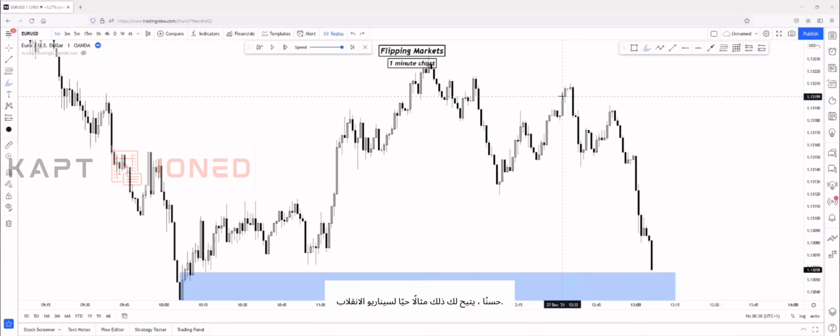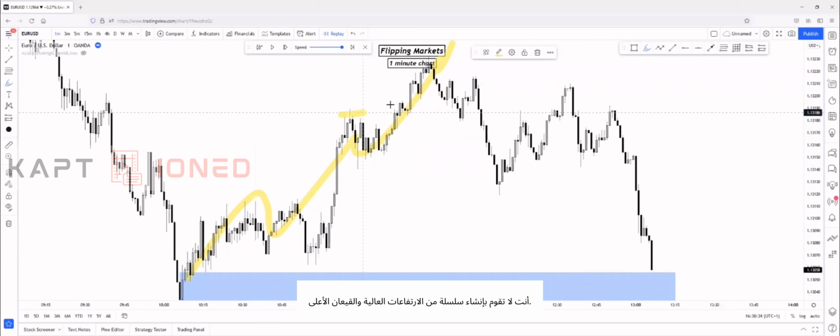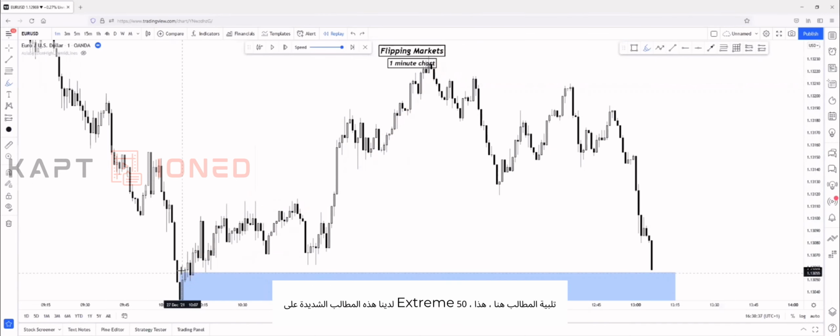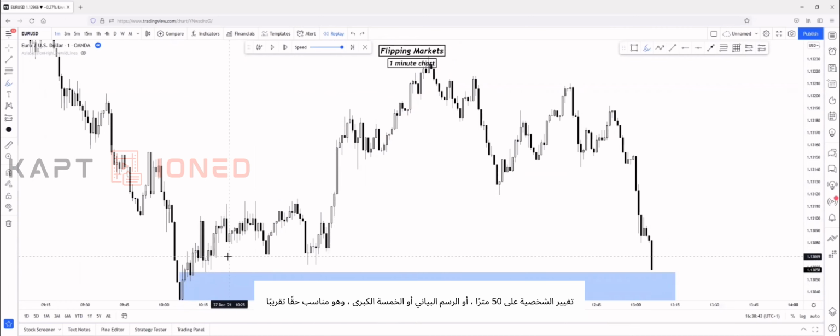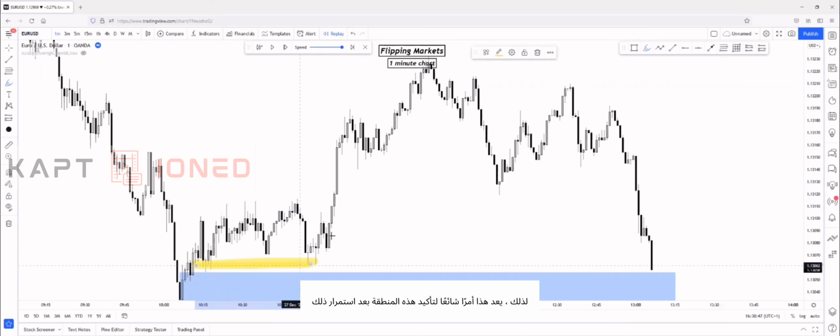Okay, so let's see a live example for the flip scenario. As you can see in this region, price is moving in an uptrend, creating a series of higher highs and higher lows. We have this extreme 15-minute demand zone right here that changed character on the 5-minute chart, and it created liquidity just above the zone, as you can see. So this is a strong confirmation for this zone.